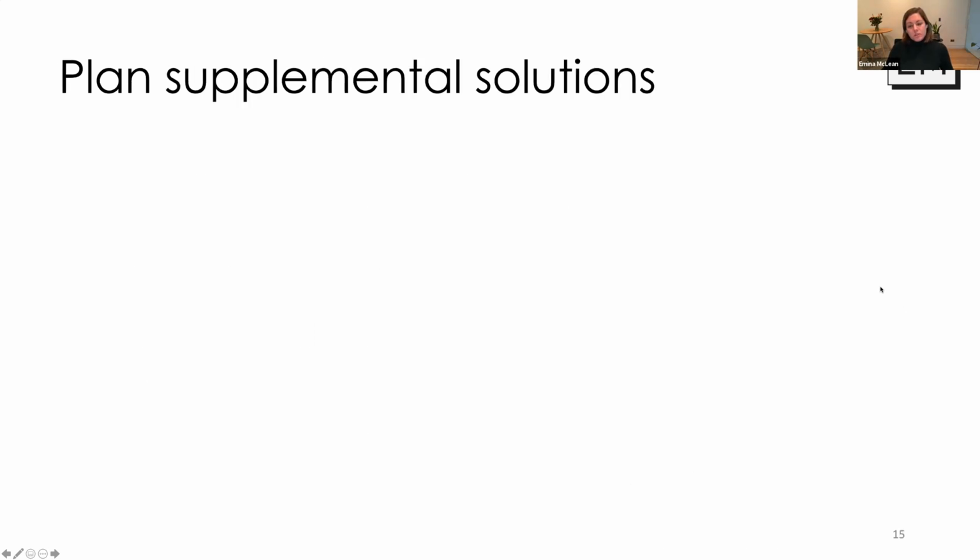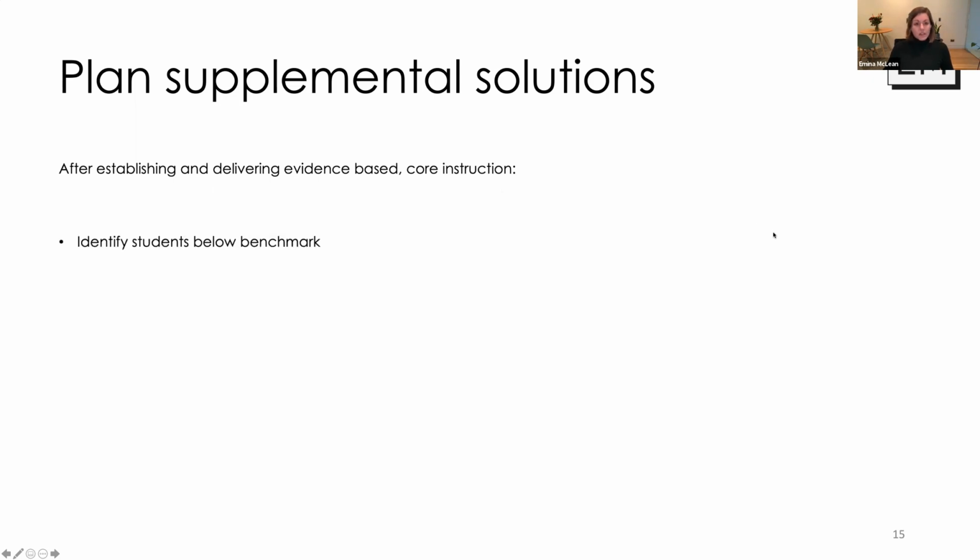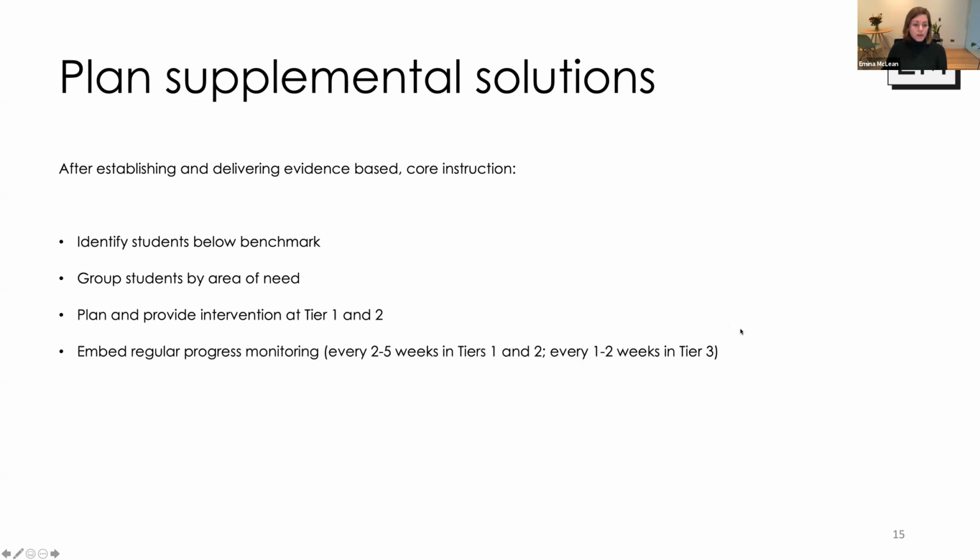Okay, so supplemental solutions, so the add-on solutions. After we've established and delivered this evidence-based, evidence-informed core curriculum, what we need to do is identify the students below benchmark, right? So we're going to group students by area of need, or the skills that they're going to be working on, the knowledge they're going to be building. So those homogenous groups that I talked about. Plan and provide intervention at tier 1 and 2. So within the whole class and then on top of as required.